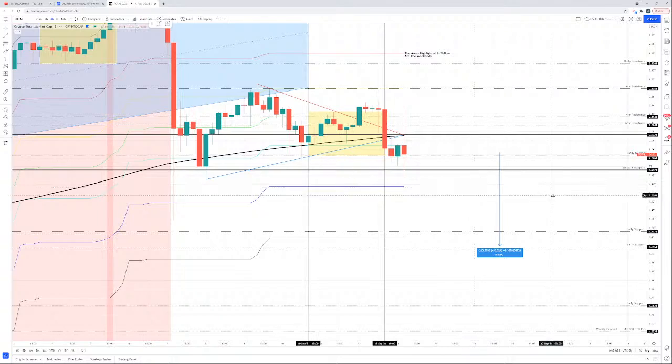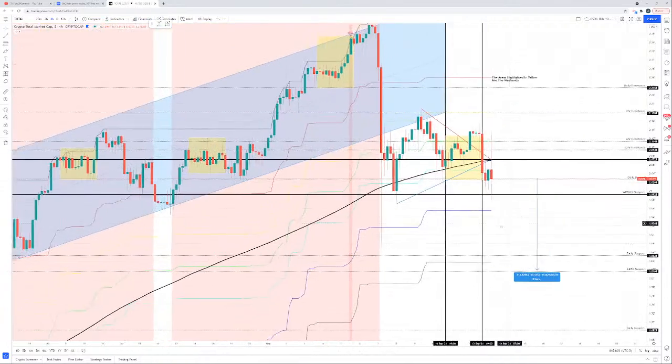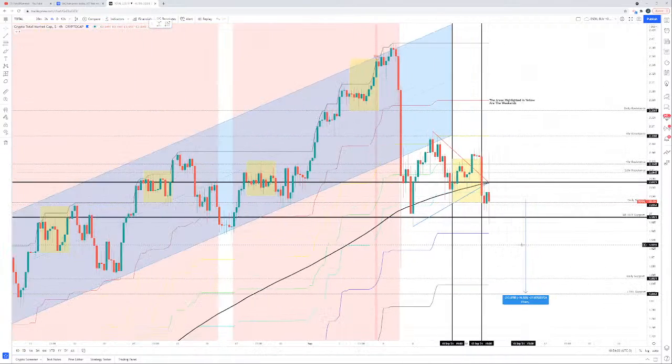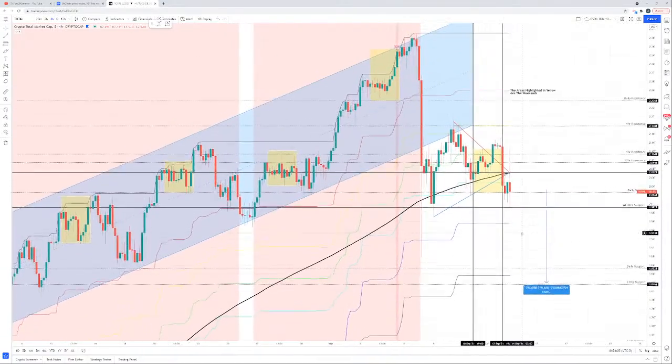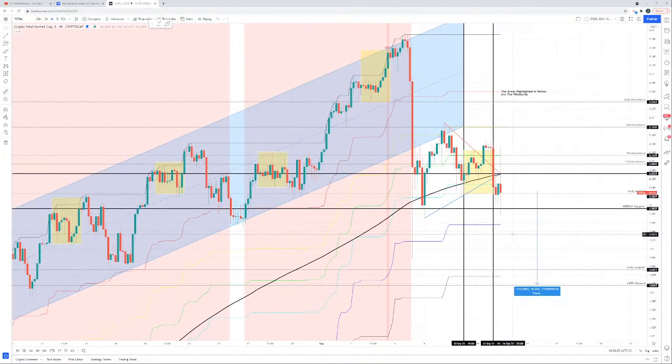We always talked about that 4-hour 200 MA being the dynamic level of support we would need to watch to see if it was going to be broken. If we did see it broken, we're probably going to see this move down. And we have seen that being broken here. We have that 4-hour candlestick close strong below. We've seen consolidation, tried to push back up, but was unable to.